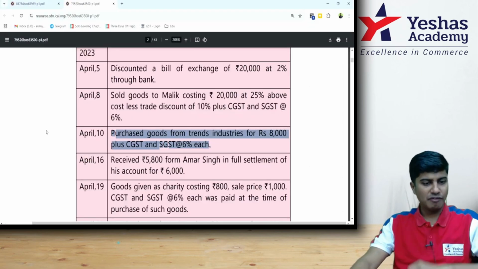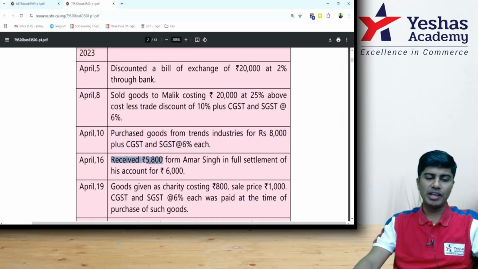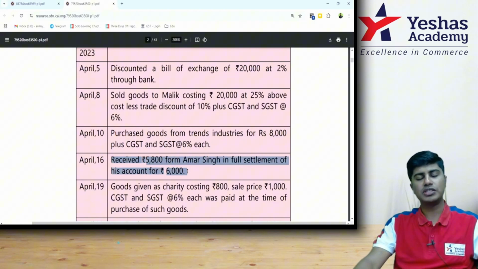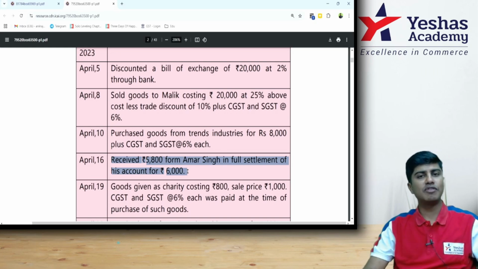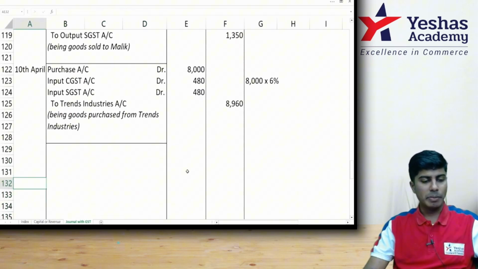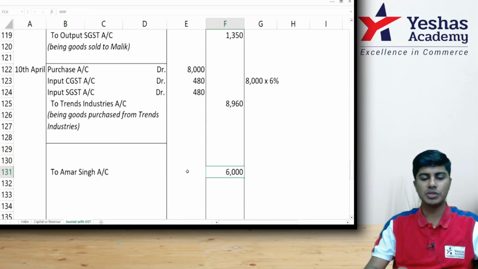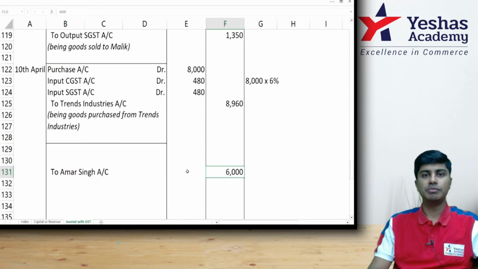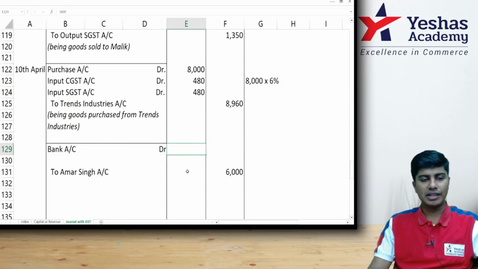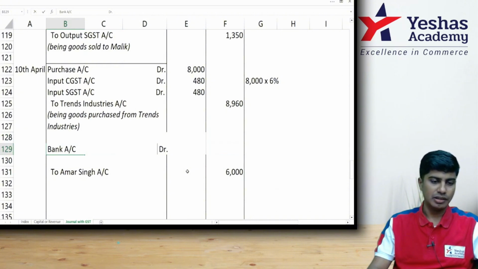Next, what do I have after this? Received rupees 5,800 from Amar Singh in full settlement of his account of 6,000. I'm supposed to collect 6,000 from Amar Singh. So my receivable or asset from Amar Singh is decreasing by 6,000. Credit Amar Singh by 6,000. Debit will be given to bank account to the extent we have collected, which is 5,800.